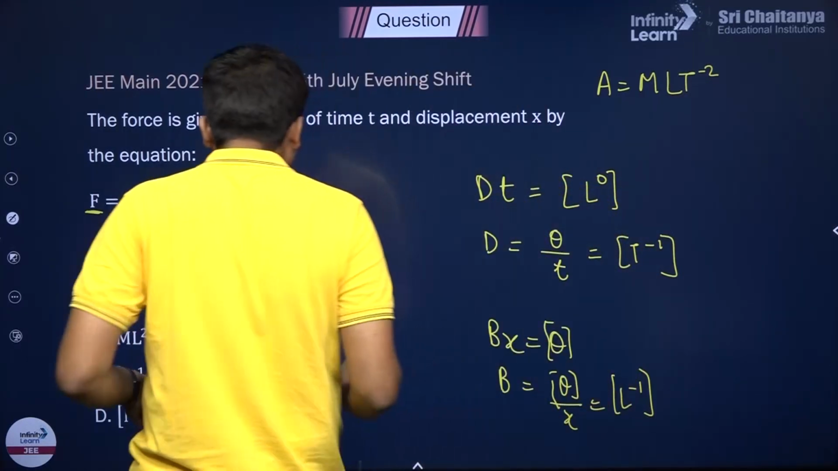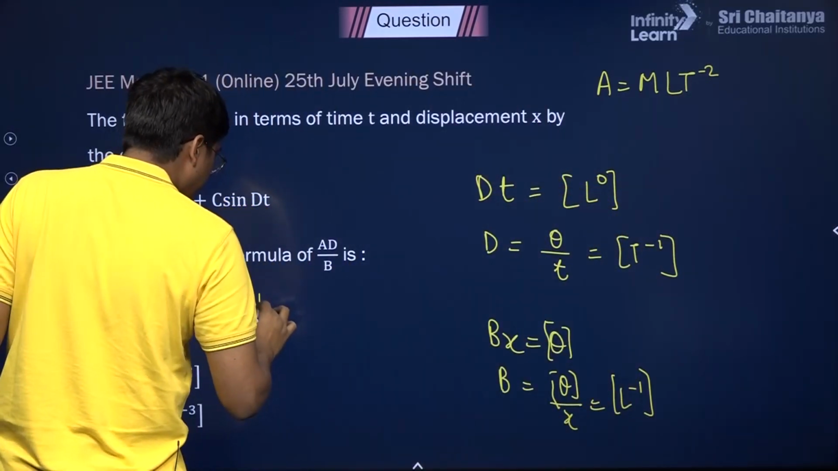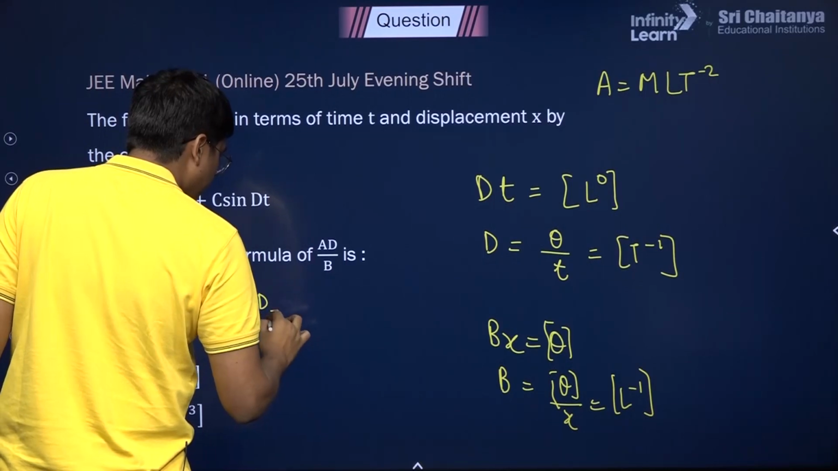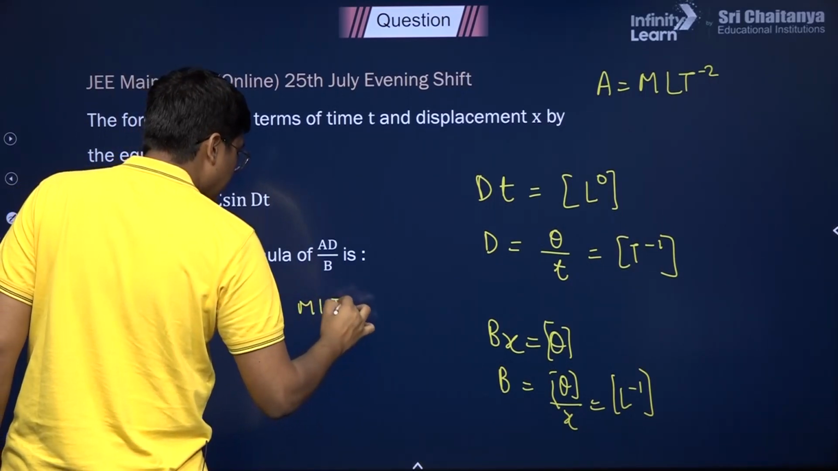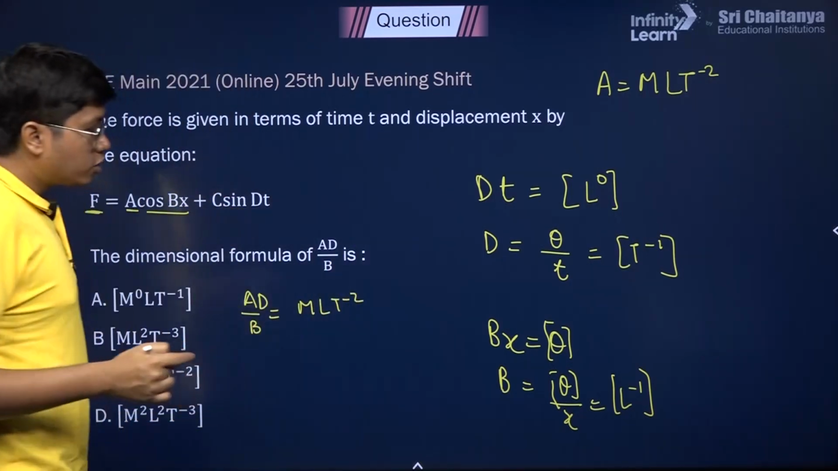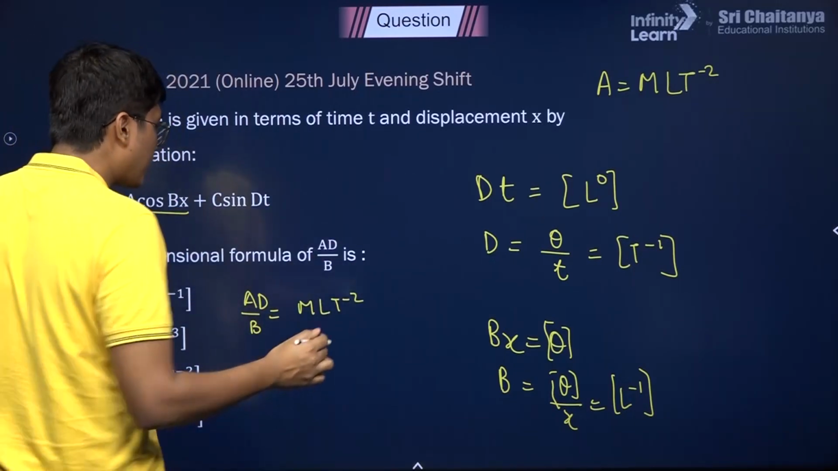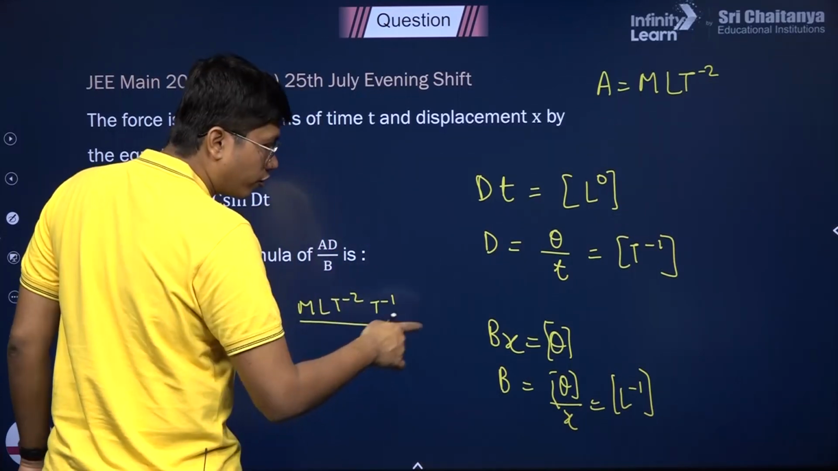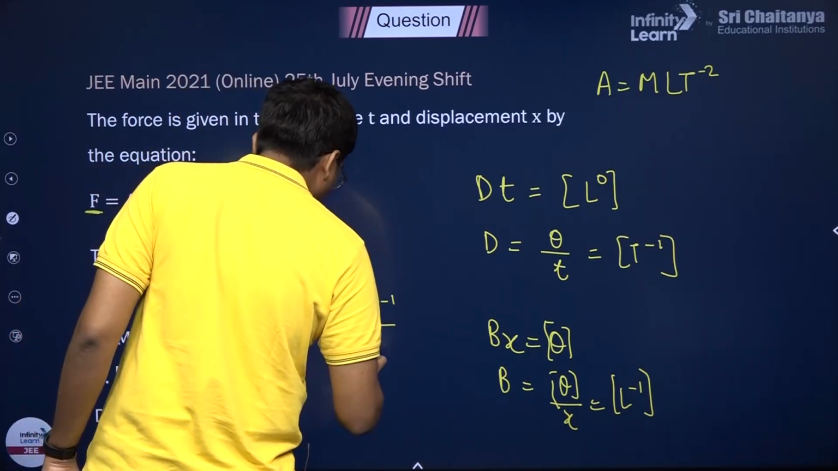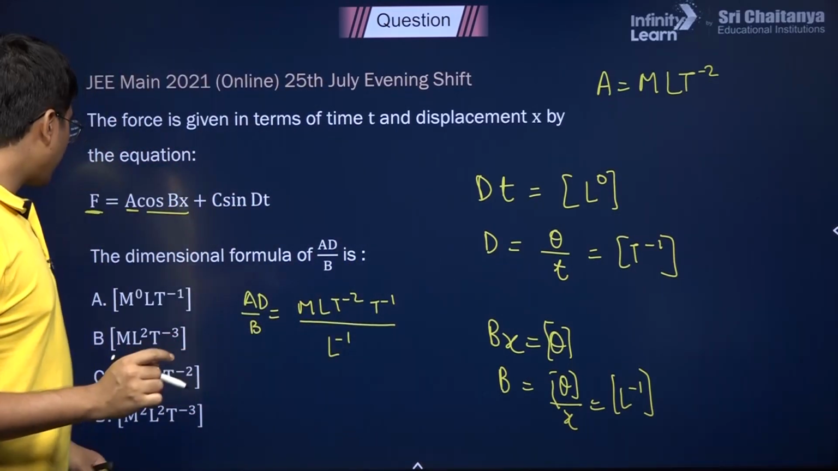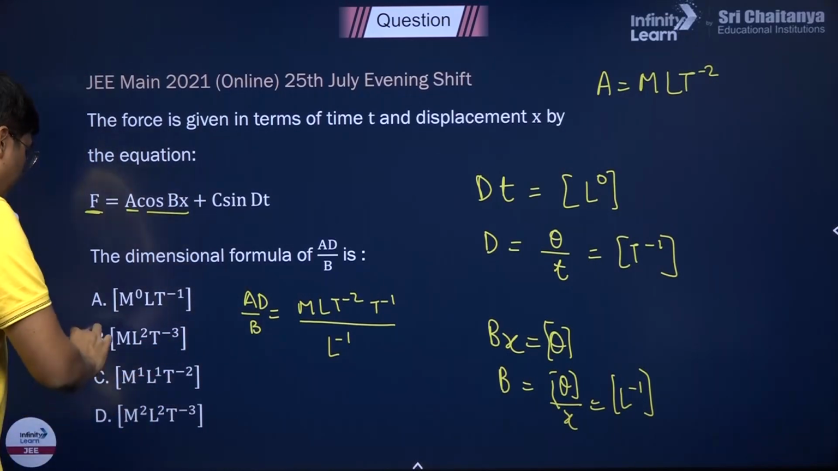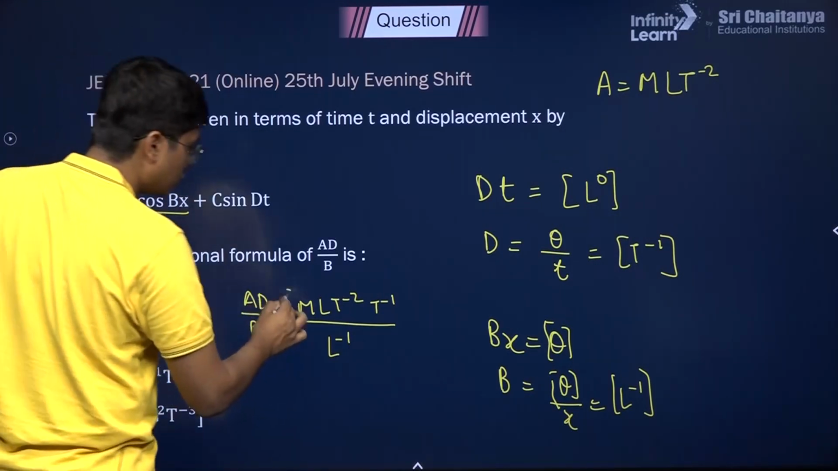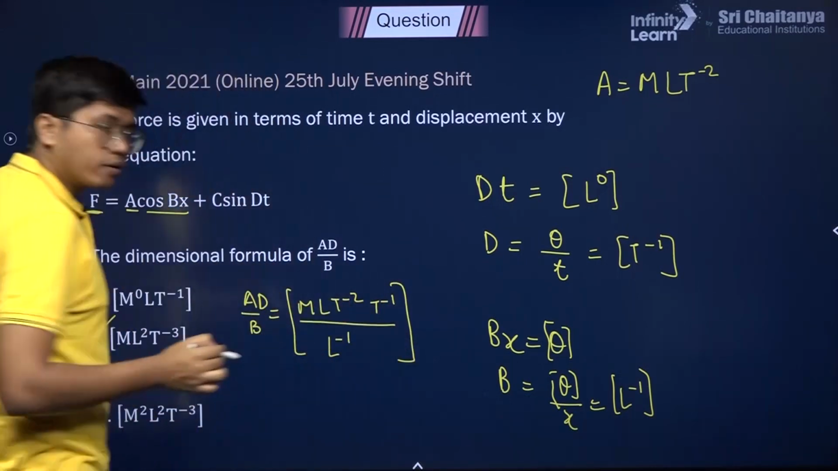So we need AD by B. AD by B would be equal to MLT^-2 into dimensions of D. What are the dimensions of D? T^-1, divided by dimensions of B, which is L^-1. That makes it ML^2T^-3. ML^2T^-3, this is the correct relation for it.